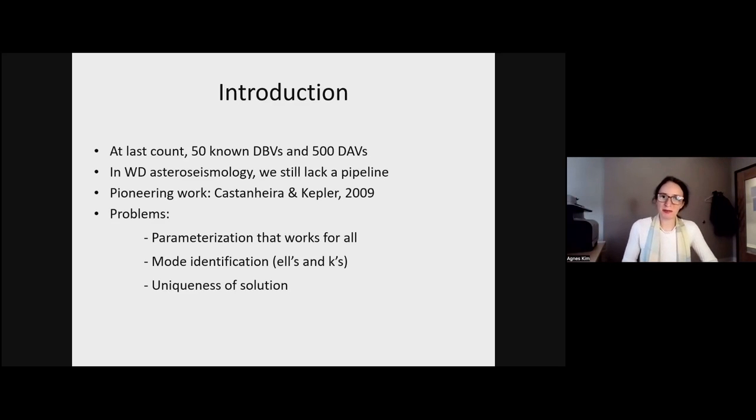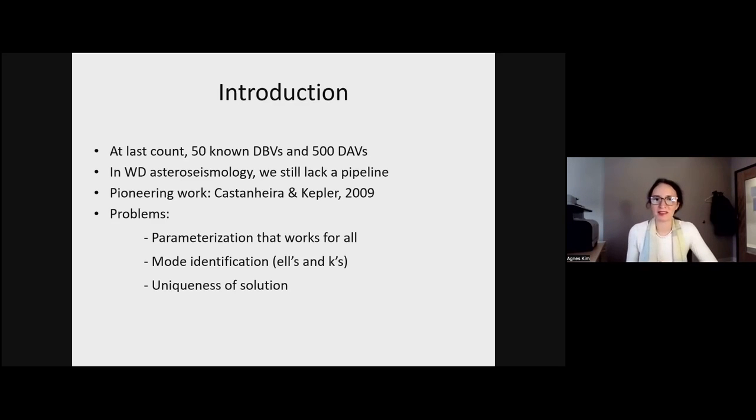So there was some work done by Barbara and Kepler in fitting a vast number of DAVs. They did 83 of them, if I'm not wrong. But when you do this kind of work, you really need to have some assumptions. And there's a set of problems that we run into when we try to fit many stars at once.